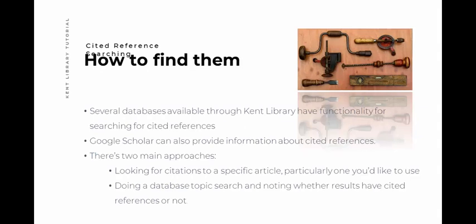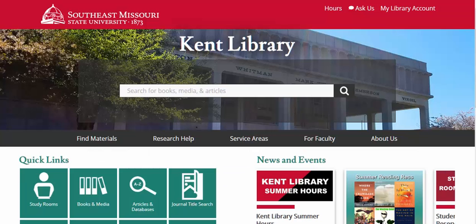There are several ways for looking for cited references. Several databases available through Kent Library have special functionality for searching for cited references. Google Scholar can also provide information about them. And there are 2 main approaches to looking for them. One, you can look for citations to a specific article, particularly one you'd like to use, or you can do a topic search in a database and note whether results have cited references or not.